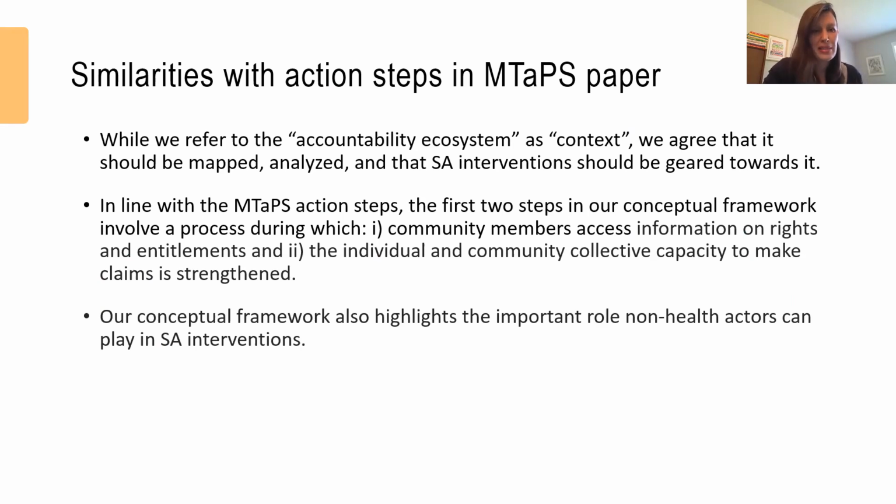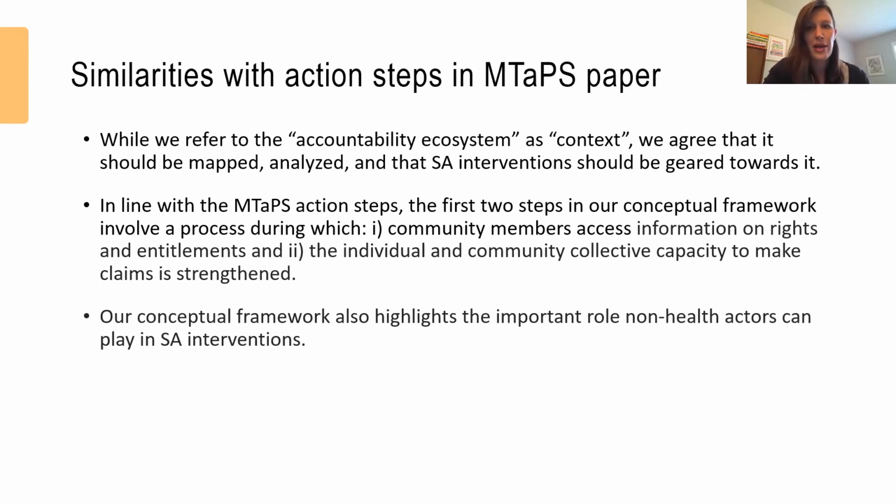The MTaPS paper recommends that the problem areas, capacities, gaps, and bottlenecks be diagnosed, and that the capacity of service users be reinforced. The first two steps in our conceptual framework directly address this. Indeed, the first step is for information on rights and entitlements to either be shared with community members or for community members to be supported to gather this information themselves. And the second step is for the intervention to strengthen individuals' and community collective capacity to make claims based on the information shared or gathered.